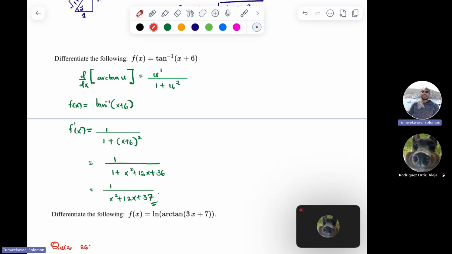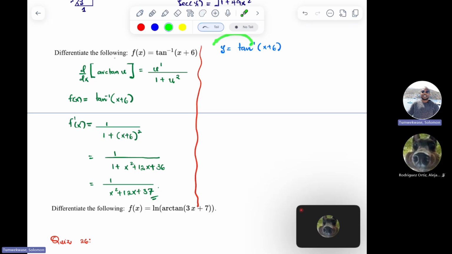But just for this example, I'll show you an alternative. So alternatively, if I have this function, which I can call y, and is the same as the tan inverse of x plus 6, then when I take the inverse both sides, then I'll have tangent of y is equal to x plus 6. And now I can differentiate both sides with respect to x.